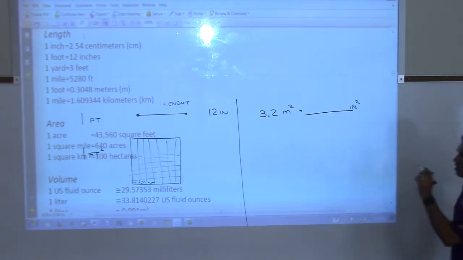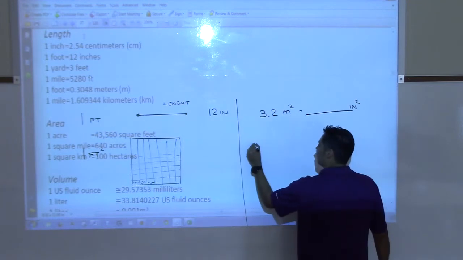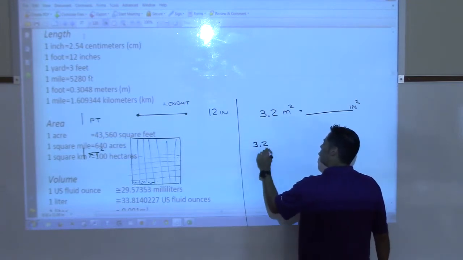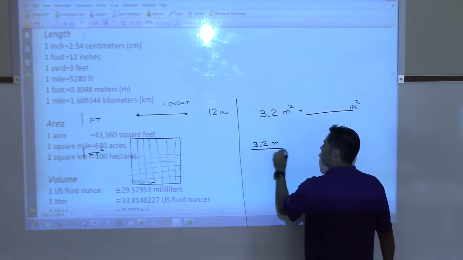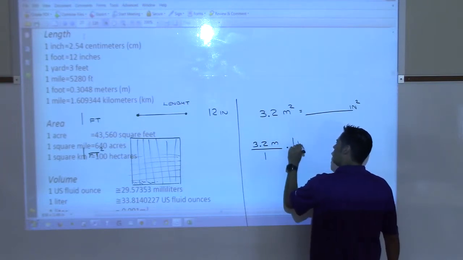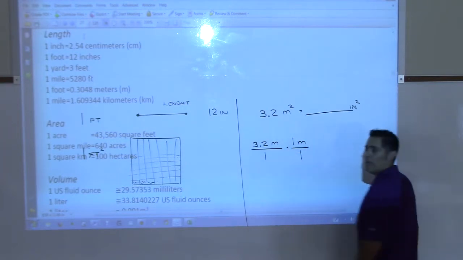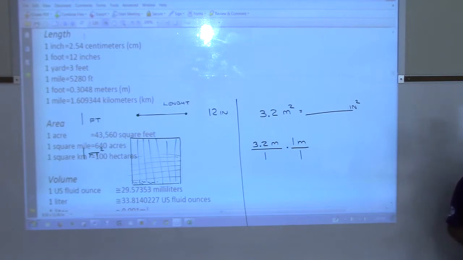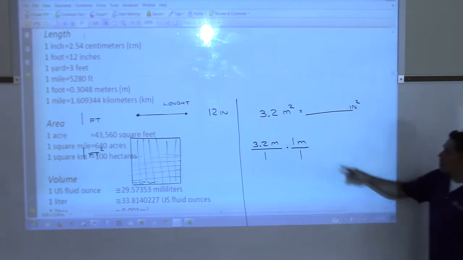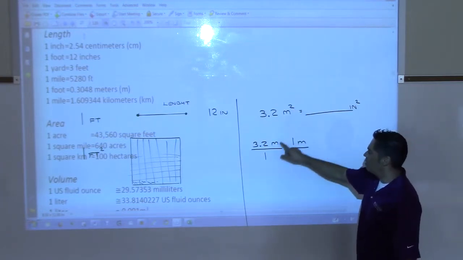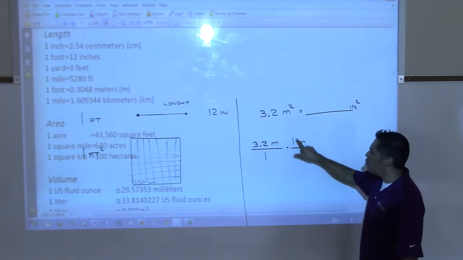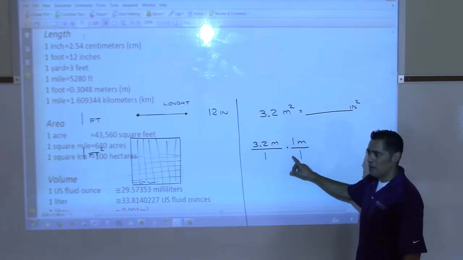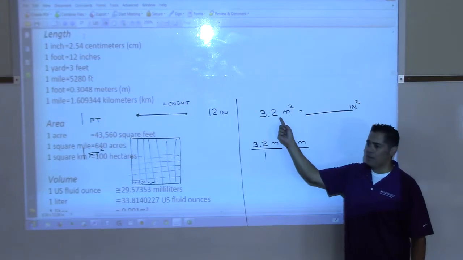So here, just watch what I'm going to do. 3.2 meters over 1 times 1 meter over 1. Now that is different than anything we've done, isn't it? It's because we have the meters squared. I want you to look at that as meters times meters. Now I just put a 1 there because it doesn't change anything, right? Do you all agree that this right here is that right there?